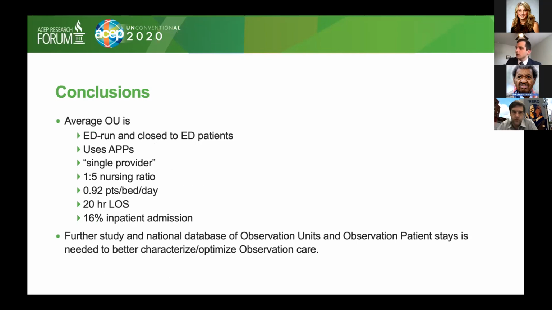To run through the conclusions of this study, the typical observation unit that came out as a result, which is really what we were trying to capture, was a closed unit that was admitted to by the emergency department and emergency medicine physicians. It was protocol driven, taking care of roughly 8 to 9 patients per day who were staying approximately 20 hours, and only about 16% of them were being converted to inpatient stays. For the most part, these results were consistent with the known best practice guidelines for observation medicine.